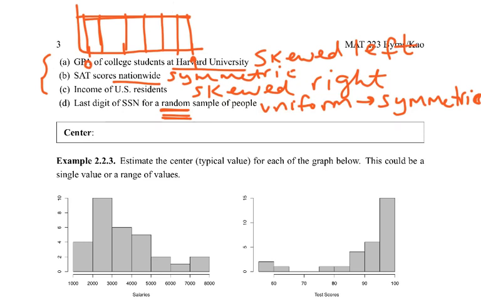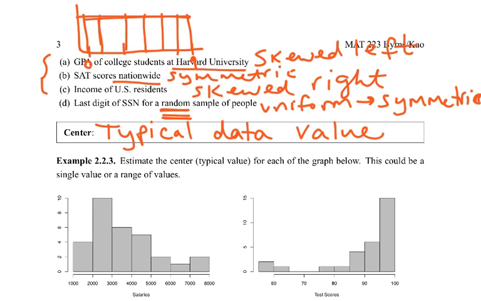So we've talked about shape, so we can describe shape in terms of skewness or symmetry, in terms of any modes that the graph might have, unimodal or bimodal. The next thing we want to talk about is the center. The center, remember, is just a generic term for a typical data value. So something that represents the data, something that's a good indication of what represents that data.